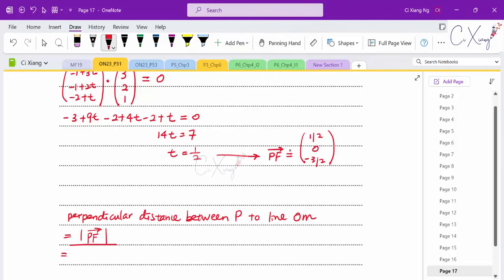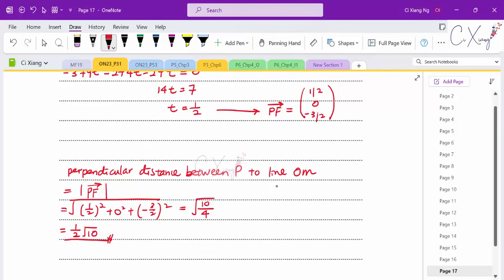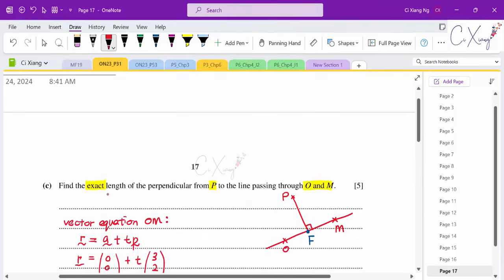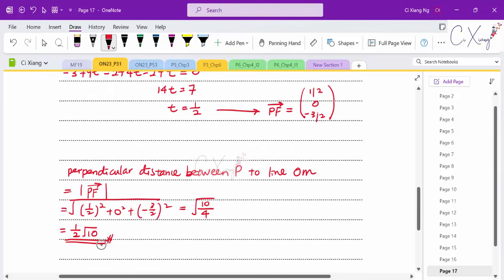So we try to get the answer. You have the modulus, which is the square root of (1/2) squared plus 0 squared plus (-3/2) squared. Simplify them, you have square root of 10 over 4. If you simplify again, the square root of 4 gives you 2, so you have 1 over 2 times square root 10. They're asking for the exact distance, if I'm not mistaken. Let's have a look. Yes, they are looking for the exact length. Therefore, I will keep my answer in the surd form, which is square root 10 over 2.